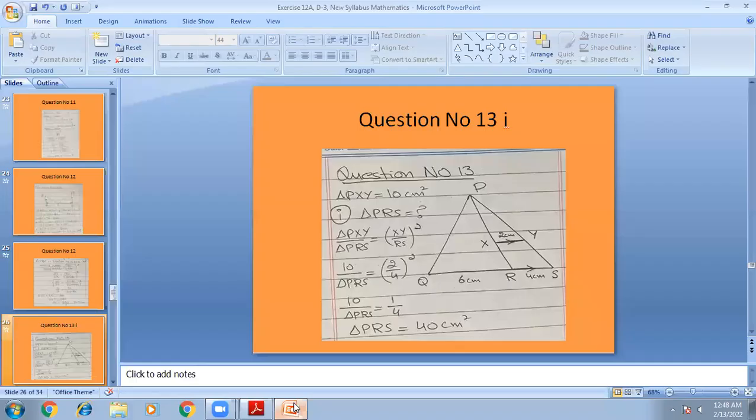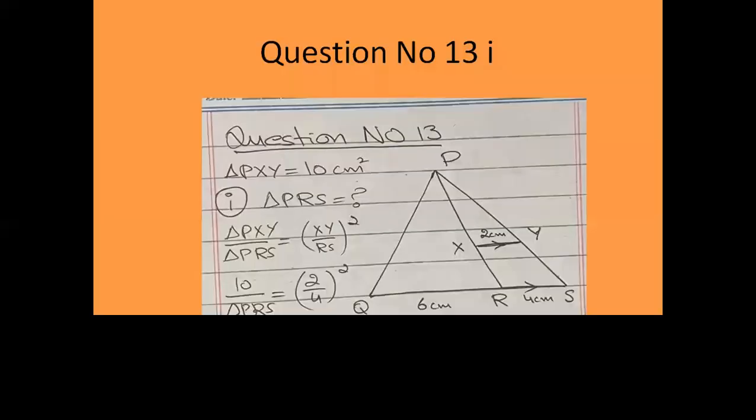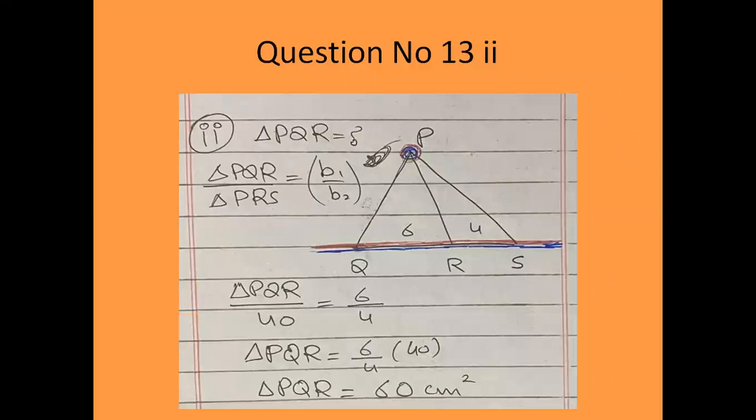If this happens, then you can say that the ratio of the areas will be equal to the ratio of their bases. So try to understand once again. You see, we are talking about the triangle PQR, its area I want to know. The triangle PRS, its area I already know is 40 centimeters square. In these two triangles, there is a special case. They have the same baseline. You can see I have colored the bases. So the baseline for both the triangles is the same. You can see their third vertex for both the triangles is the common point.